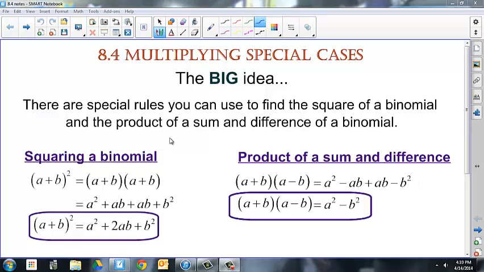The big idea today: there are special rules you can use to find the square of a binomial and the product of a sum and difference of a binomial. First of all, we're going to look at squaring binomials.